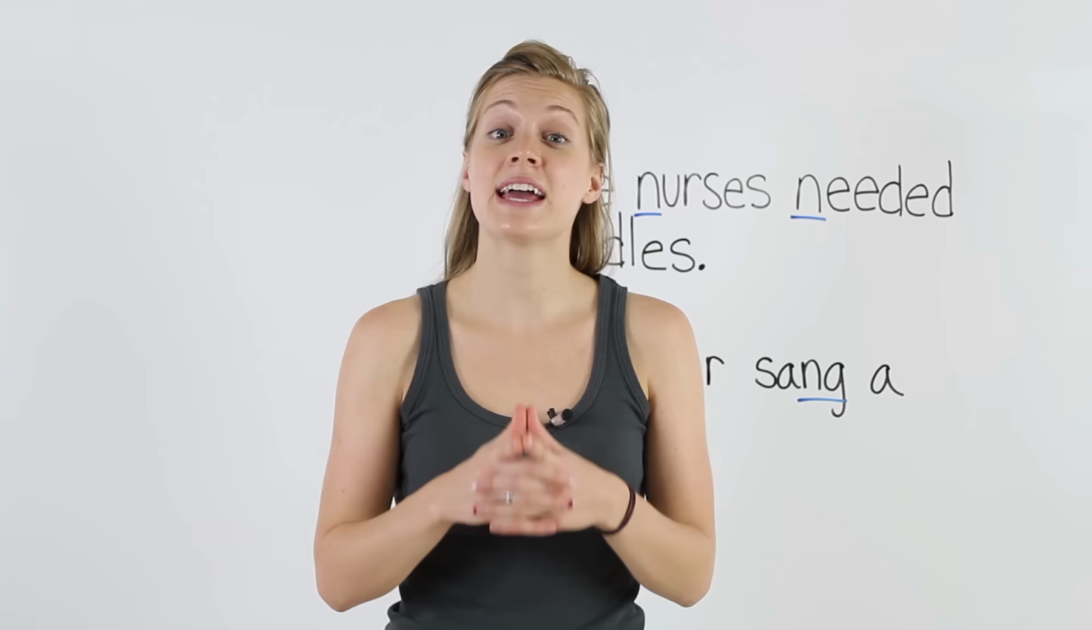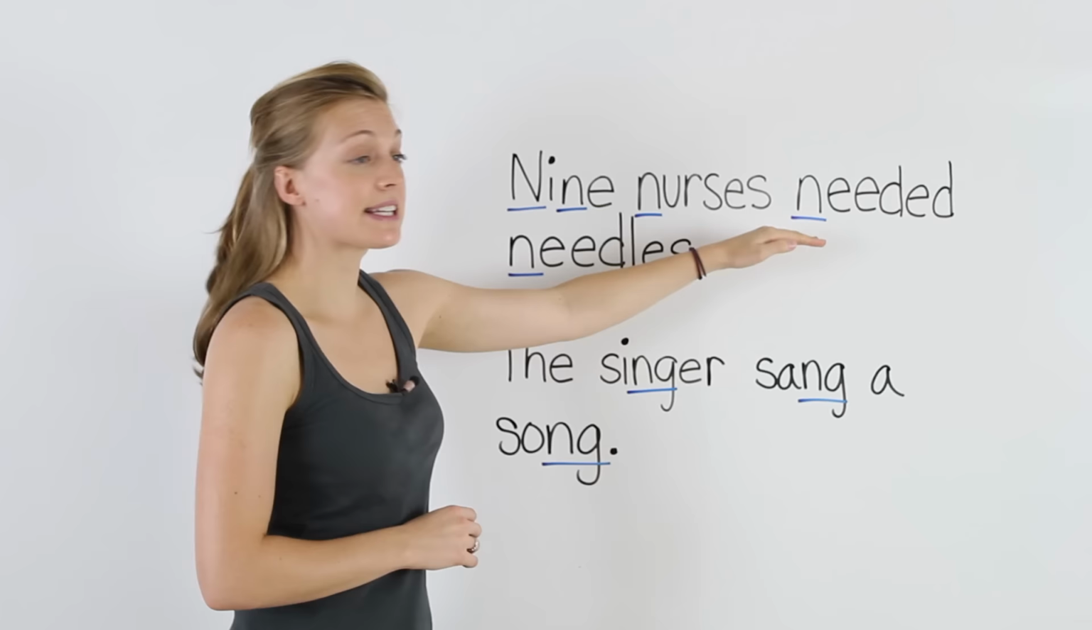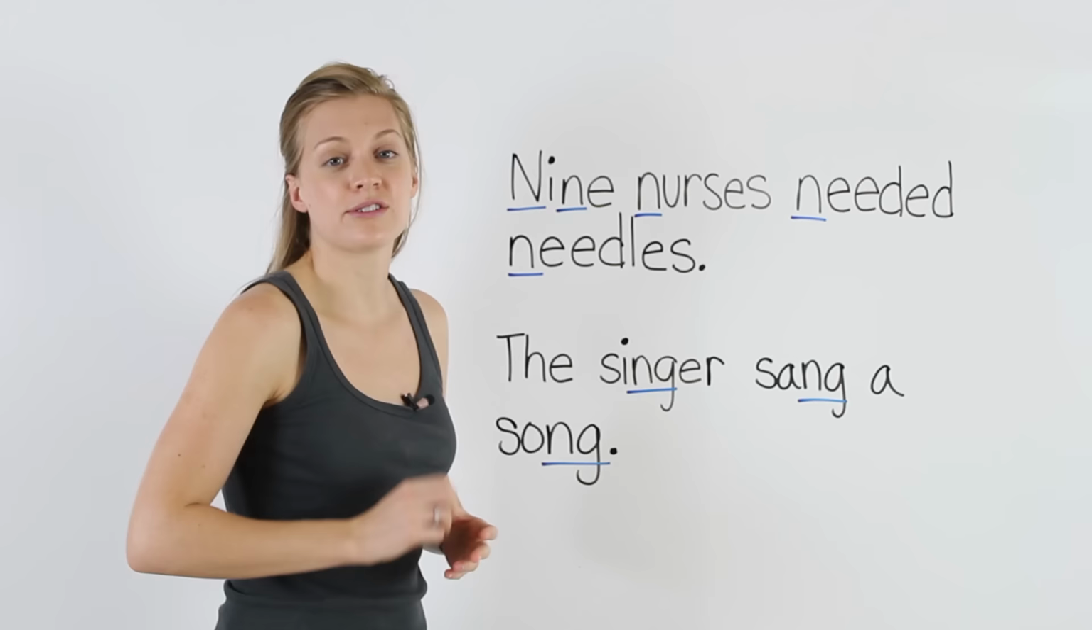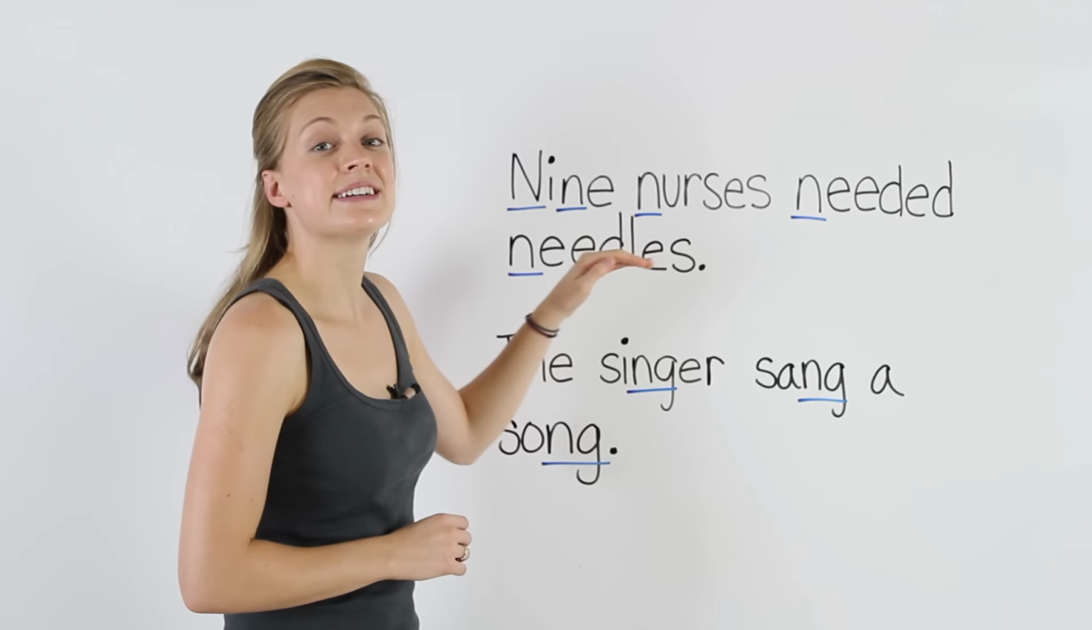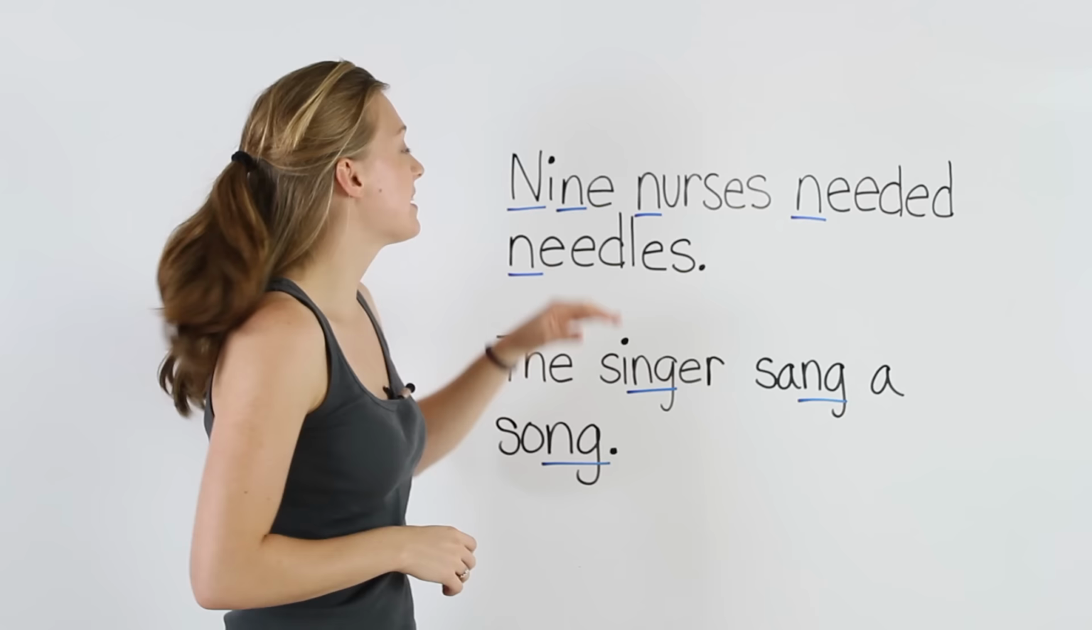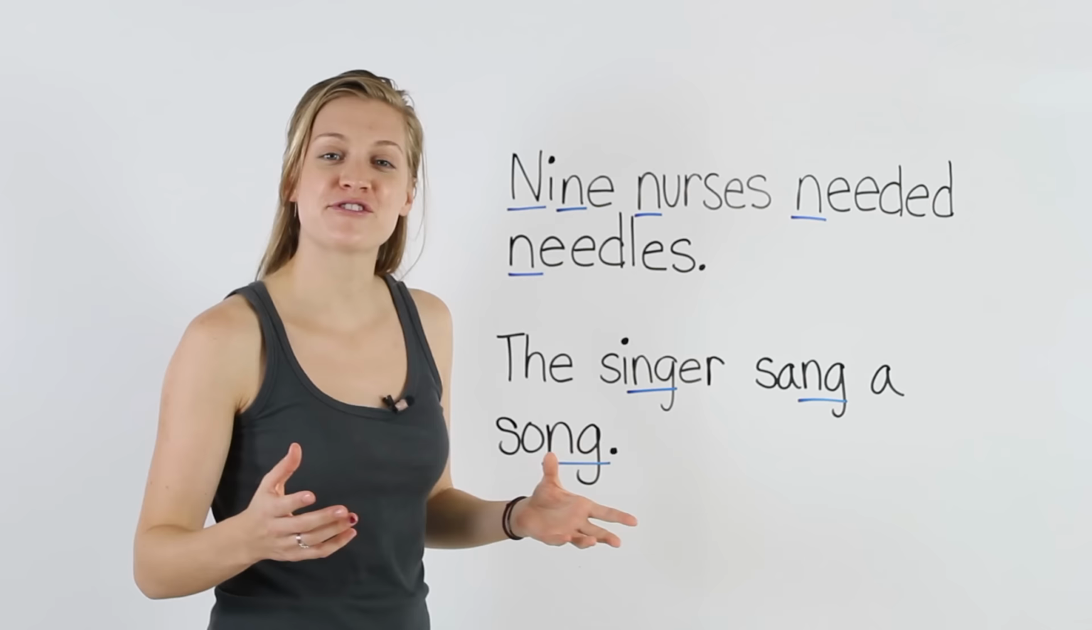Our first sentence is with the N sound, N. First we have, nine nurses needed needles. Now let's say it together, but very slowly. Nine, nurses, needed, needles. Let's try again, but a little bit faster and all the words together. Nine nurses needed needles. Now you try. I hope you did well.